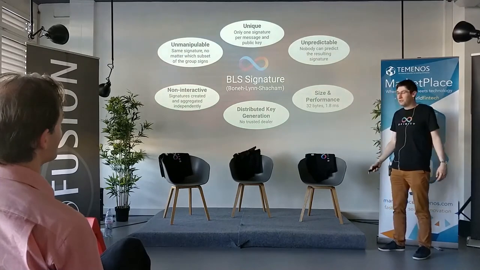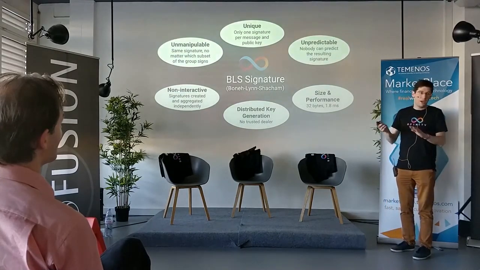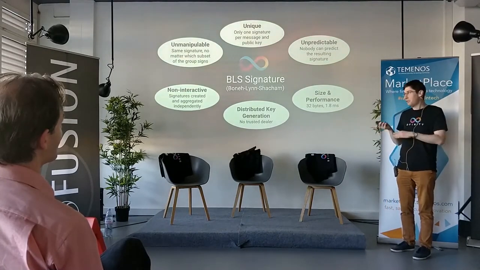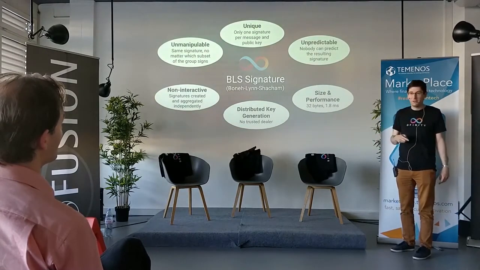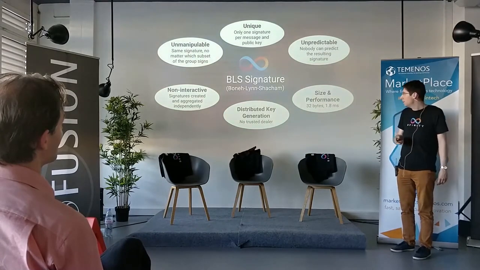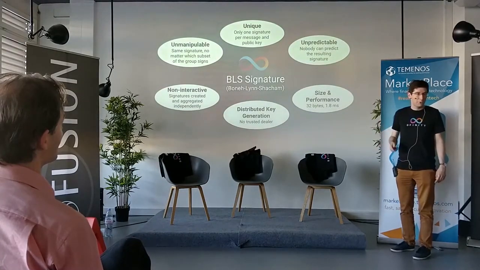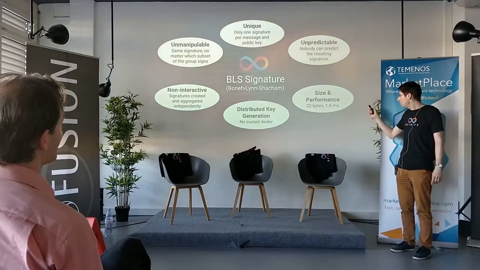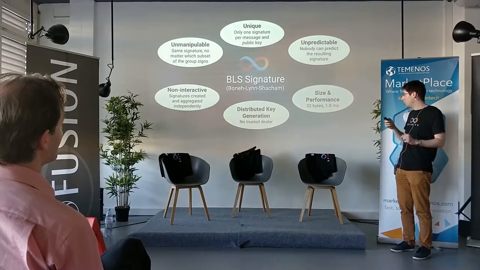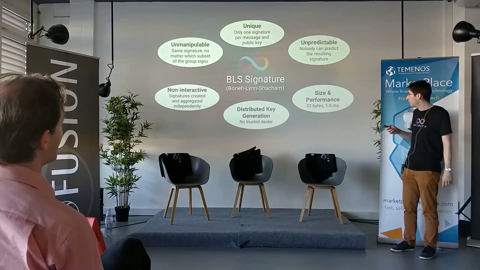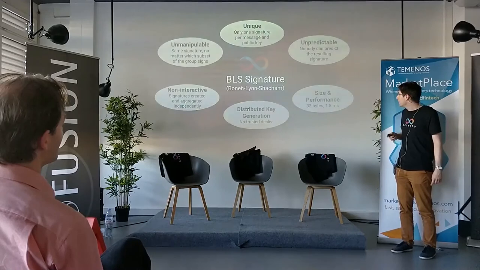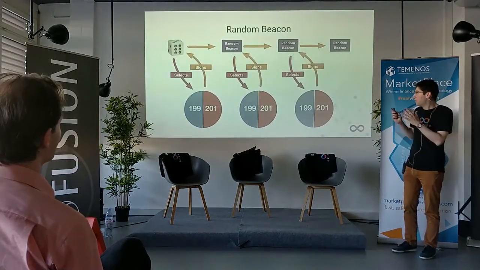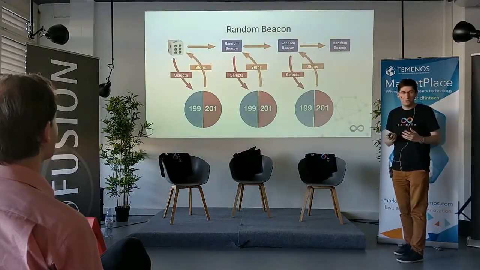Its size and performance is not as fast as maybe other schemes, but the size is very small, and the verification time is 1.8 milliseconds on an Apple MacBook from 2013. It's okay for our purpose. It's not the fastest, but it should be fast enough. This scheme also offers what's called distributed key generation, which I will cover in a sec. But now just see the benefit of this threshold scheme.